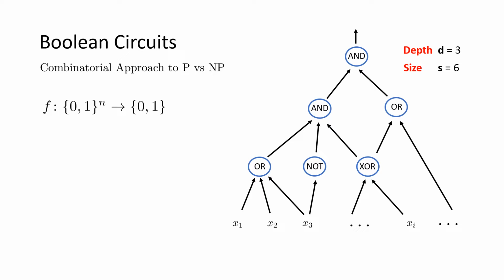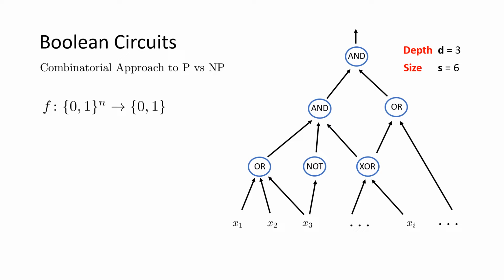So in this particular example, you see a circuit that has access to the n input bits represented by the variables, and it computes according to a collection of gates. We have 6 gates in this example, so the size of the circuit is 6. And also the depth of the circuit is 3, which is the longest path from an input variable to the output gate.